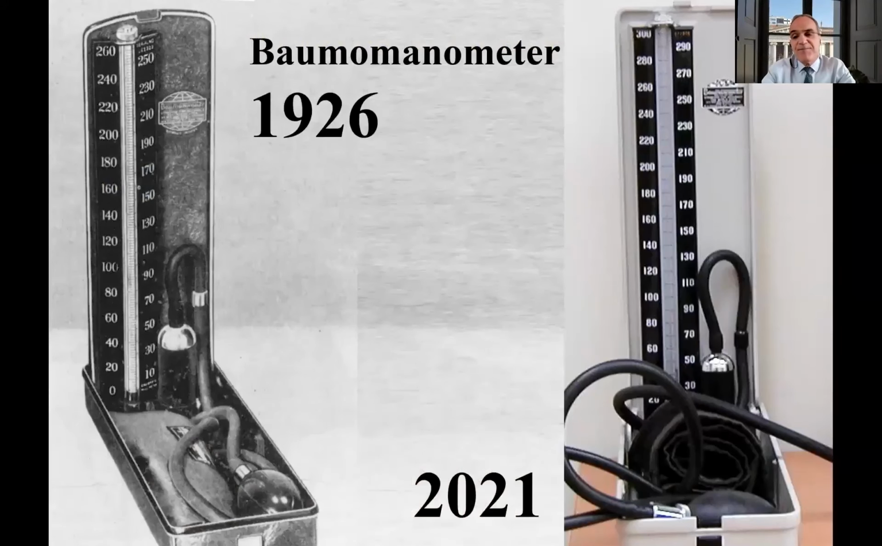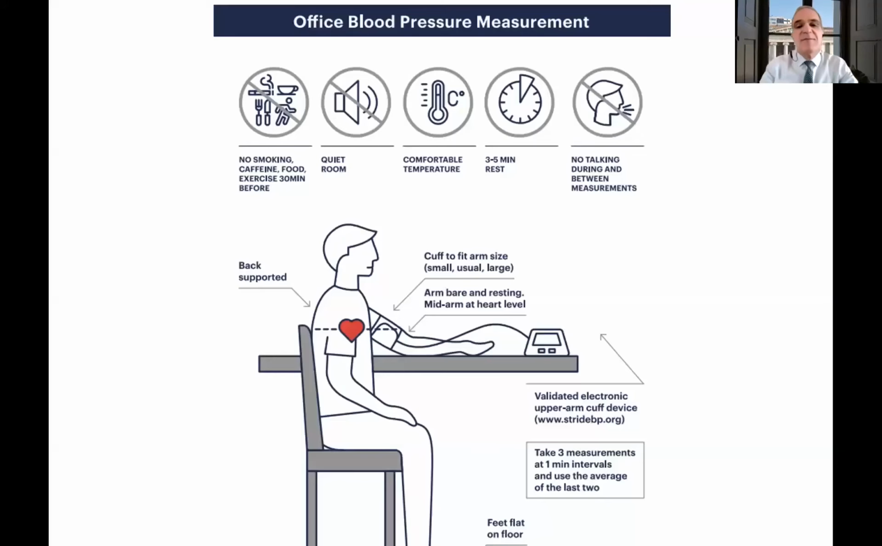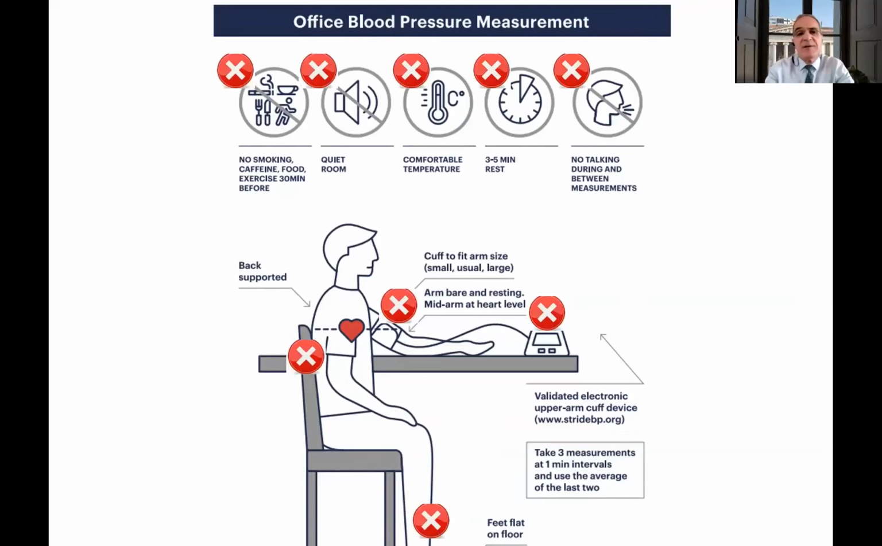Ladies and gentlemen, it is a miracle. It is amazing that this device, the mercury device, has survived for a century in medical practice. No other device has lived so long. Any device that is out there for several decades goes to the museum. It's amazing that we still have this device, and we have this method of measurement. We have been teaching this method for several decades. And the problem is that there are so many sources of error.